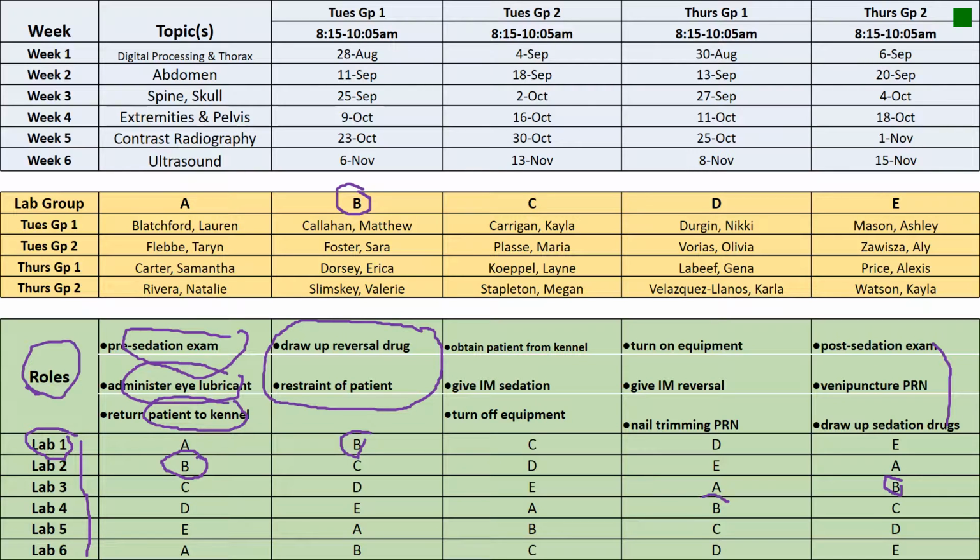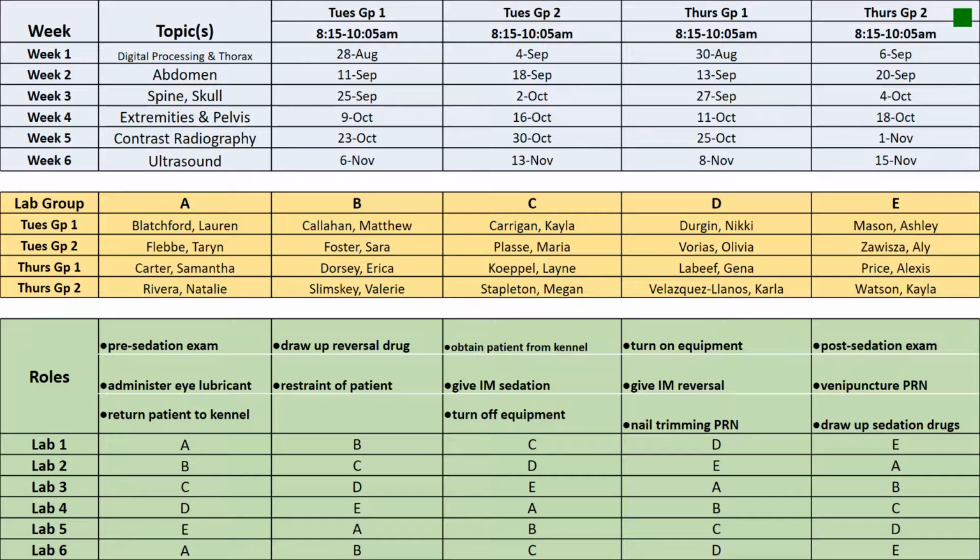Lab number 4, over here with this group of skills. Lab number 5, here with this group of skills. And then lab number 6, they're going to repeat those initial skills that they first performed in the first lab.